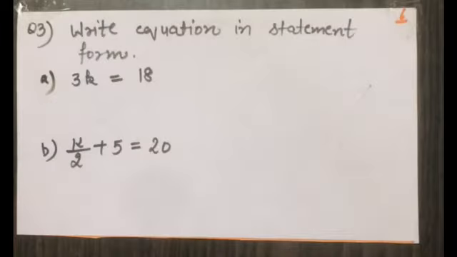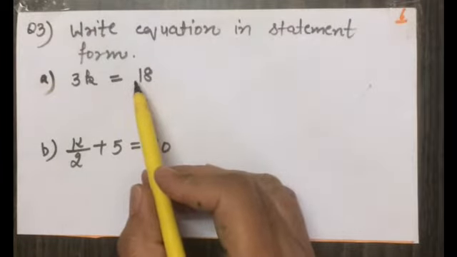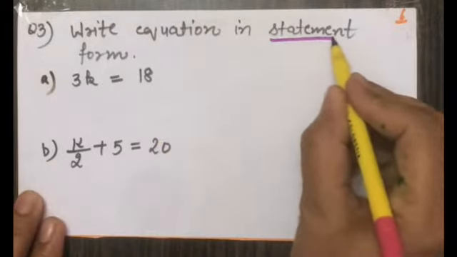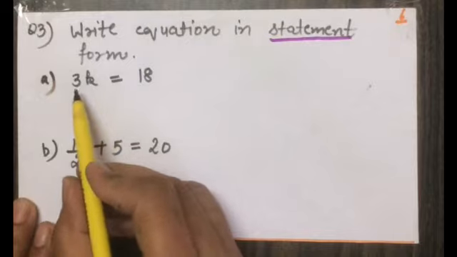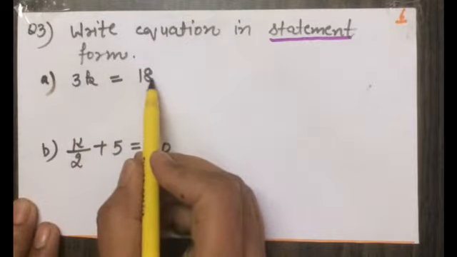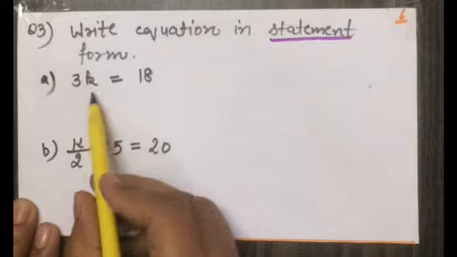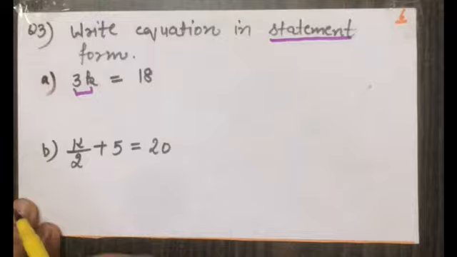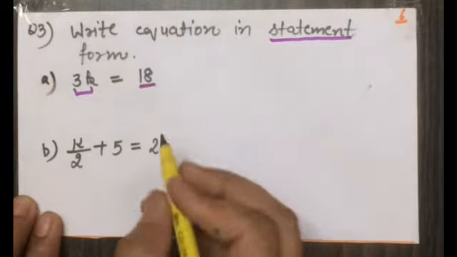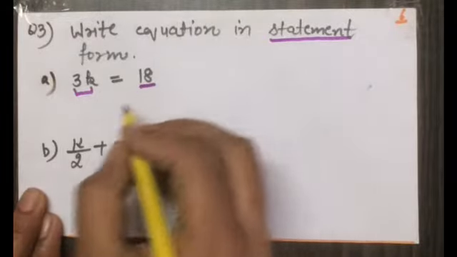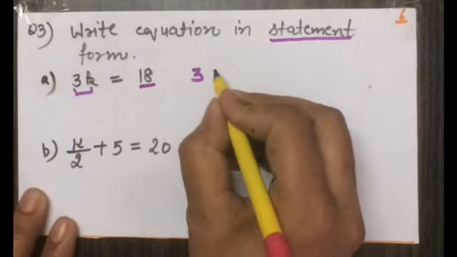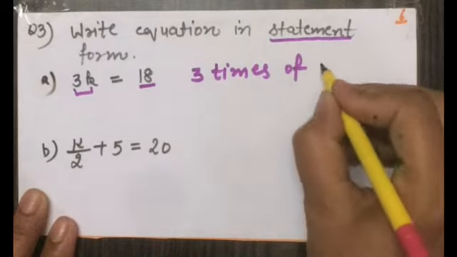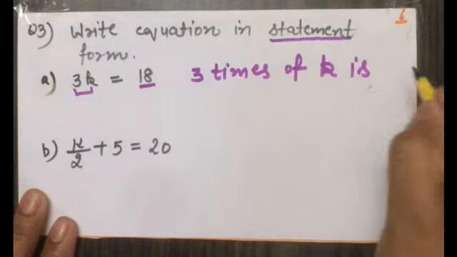Our next problem is: we are given an equation and we have to write this equation in statement form. So our first equation is 3k is equal to 18. We can write this equation in statement form as 3 times k is 18.